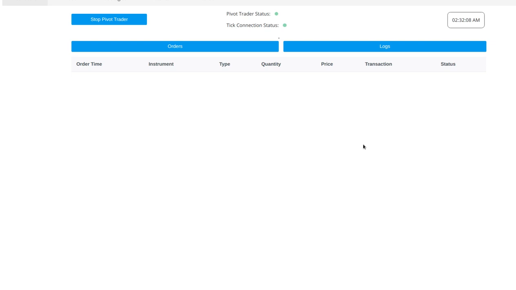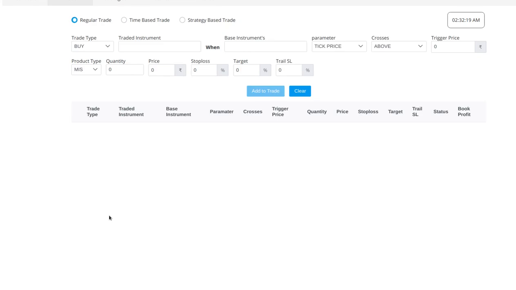Let's go to the time-based orders. As you can see, this is the dashboard, and to add any trades, click on the trade button. Here you can see that the regular trade, time-based trade, and strategy-based trades, the three types of trades, are defined. I already discussed the regular trade in another video, so let's go to the time-based trades.